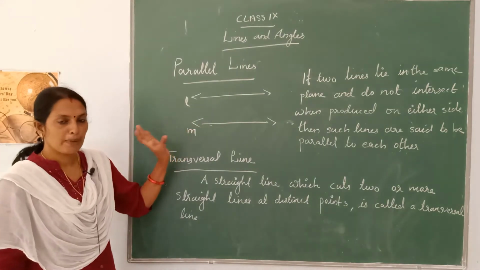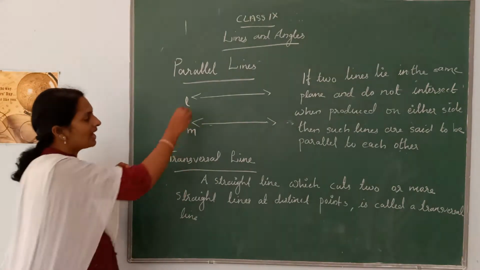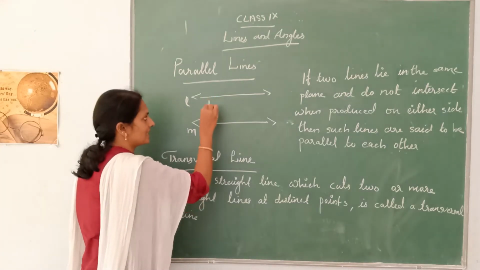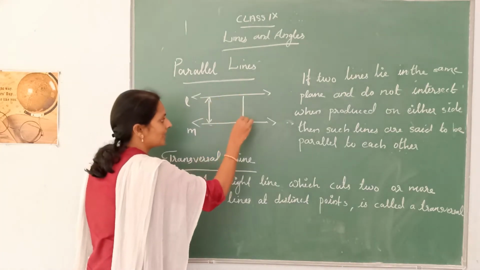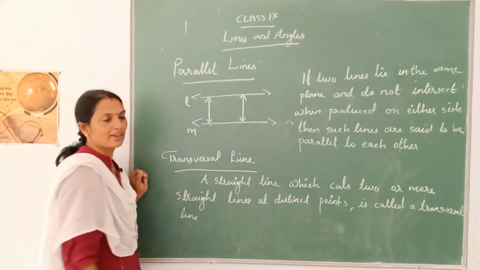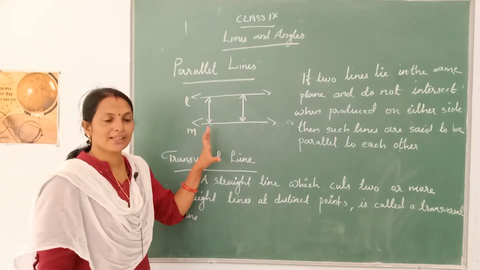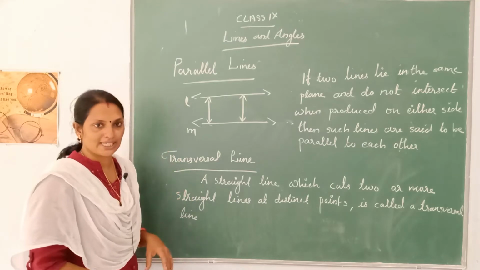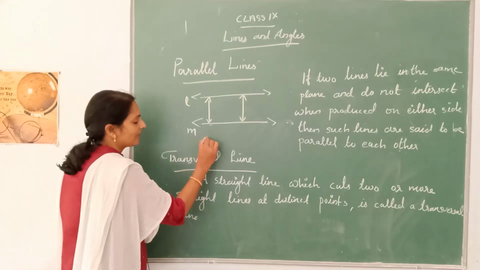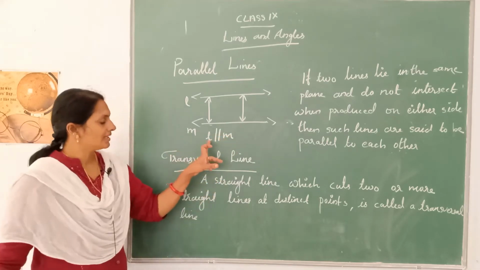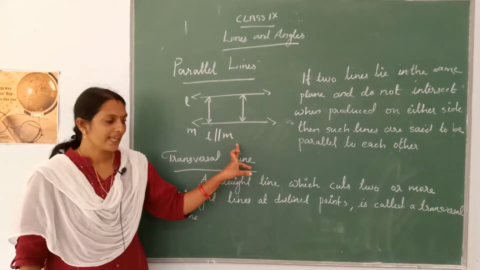that type of lines are called parallel lines. Those two lines lie at an equal distance. The distance between the two lines is always equal. That type of lines are called parallel lines, and each is parallel to the other. Then we can write L parallel M. It is written as L parallel M.